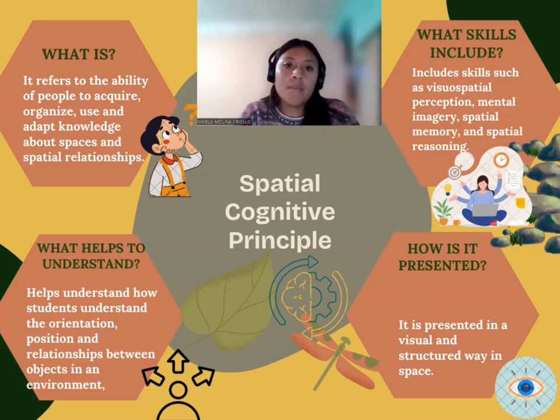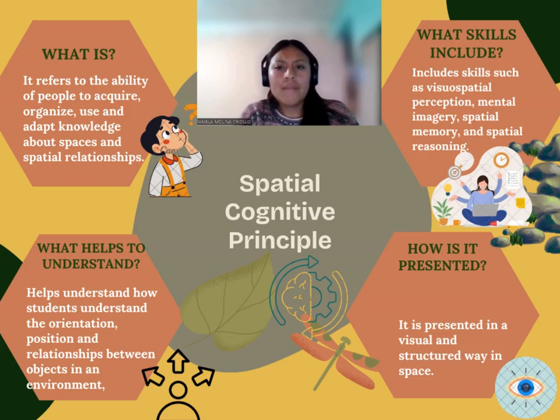This principle involves several very important skills such as visual perception, spatial memory, mental imagination, and spatial reasoning. For example, when we imagine a map in our mind, remember the way from home to school, or visualize how the pieces of a puzzle fit together, we are using our spatial cognitive ability.